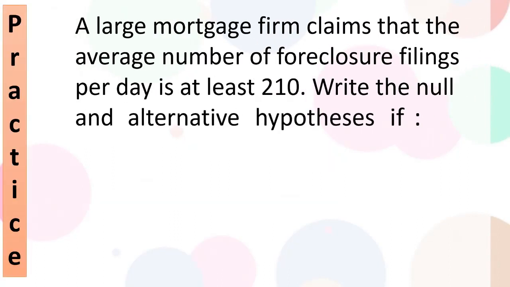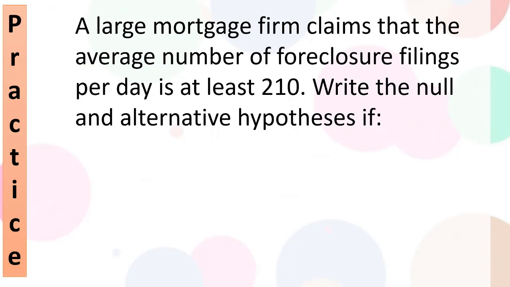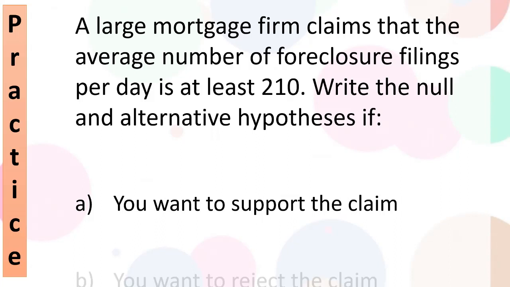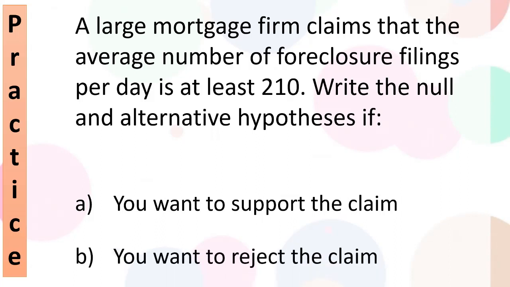Okay, so here's a practice problem. A large mortgage firm claims the average number of foreclosure filings per day is at least 210. Write the null and alternative hypotheses if A, you want to support the claim, B, you want to reject the claim. So give this a shot, take a little bit of time, press pause on the video, and when you're all ready, press play.